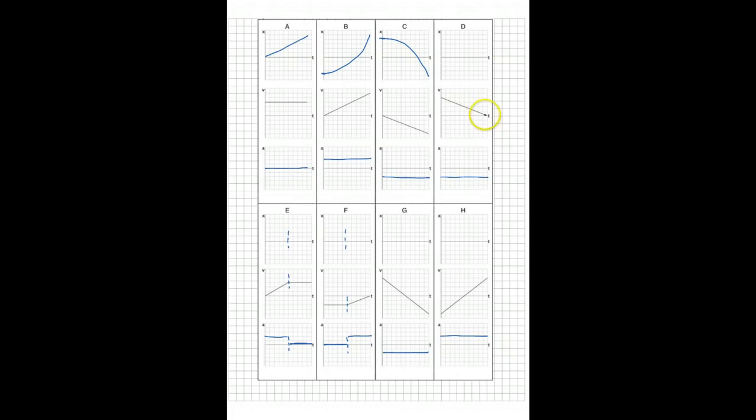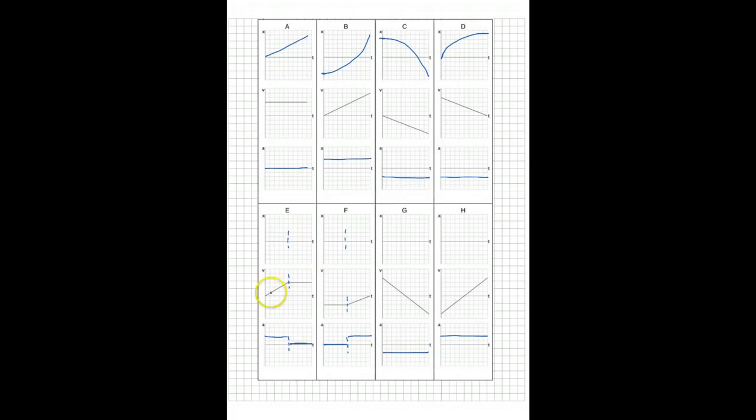In D, my slope ends flat. My position graph should be flat at the end, but it begins with a big positive slope. So I'll just start here arbitrarily with a big positive slope that gets smaller and smaller until it goes to 0.